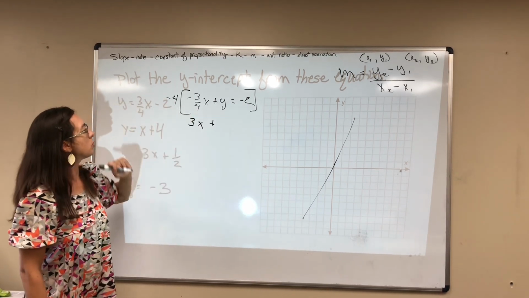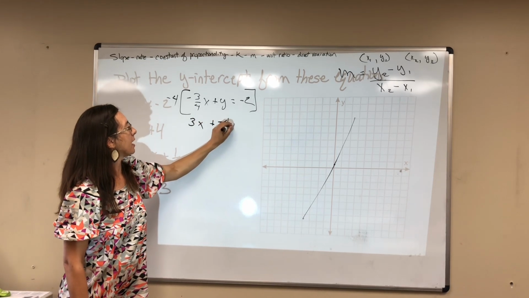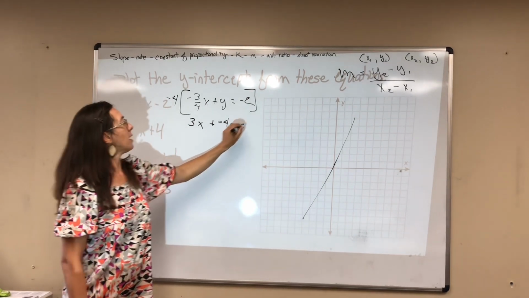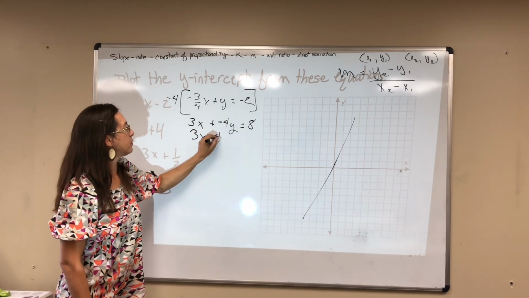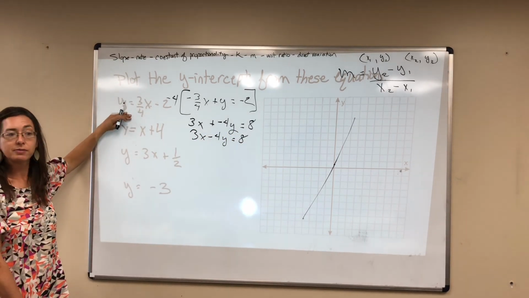Negative 4 times y. What did it be, negative 4y? Yep. And then negative times negative 2 is positive 8. Okay? 3x minus 4y equals 8. Standard form of this one.